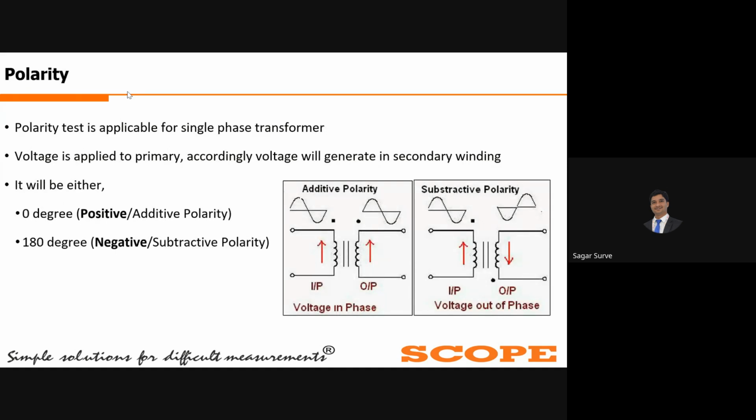And another test on the transformer is the polarity test. Polarity test is mostly applicable for single-phase transformers, and as we have the vector group test on three-phase transformers, if we are using any single-phase transformers in parallel with multiple transformers, in that case we need to check the polarity of the transformer. So it can be either 0 degree or 180 degree, that means positive or forward polarity, or negative, that is the reverse polarity.